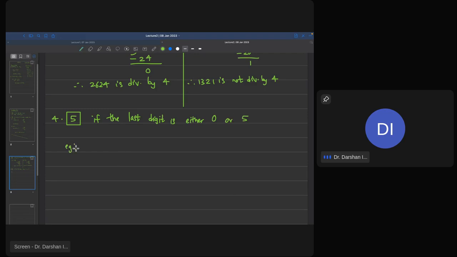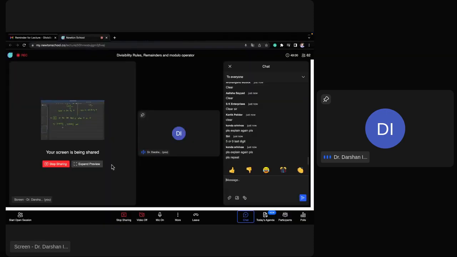Example: 216295. Last digit is 5, so it will be divisible by 5. 1234010. Last digit is 0, it will be divisible by 5. And we also know, quite obviously, any number which is ending in 5 or 0 is going to be divisible by 5.